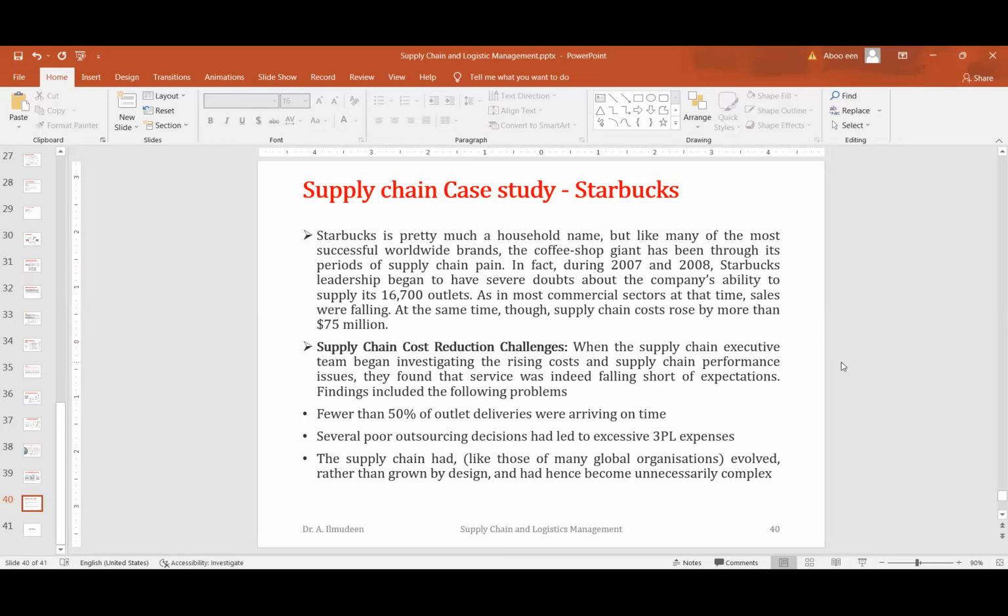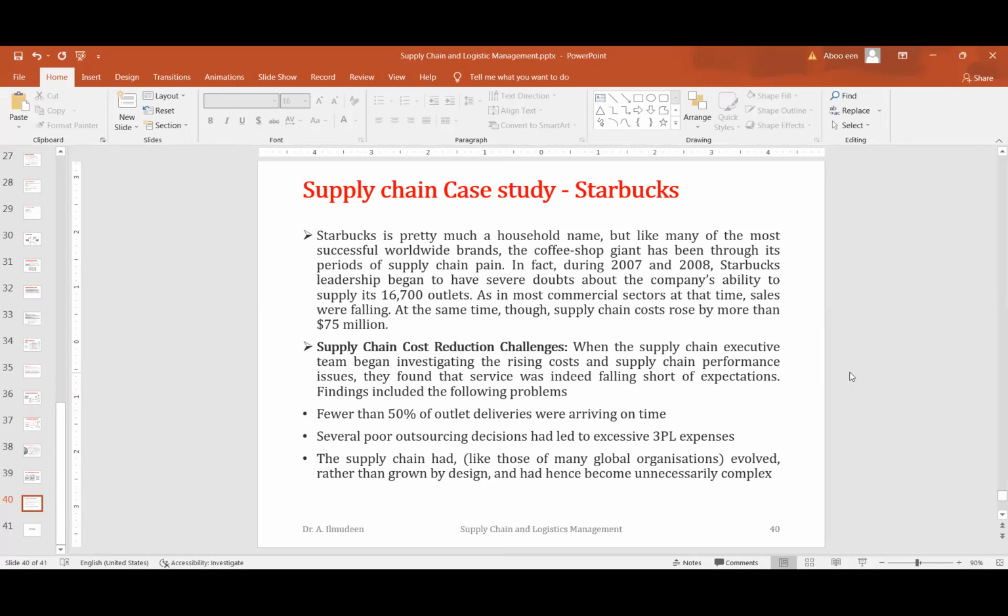And they found the following problems. Fewer than 15% of outlet deliveries were arriving on time. So the other 85% were not on time.